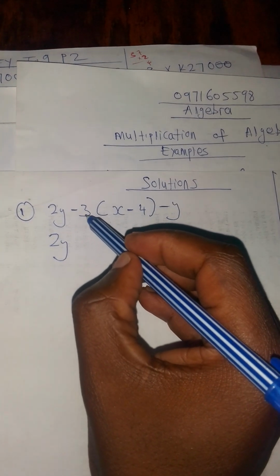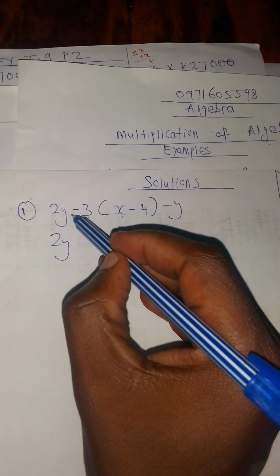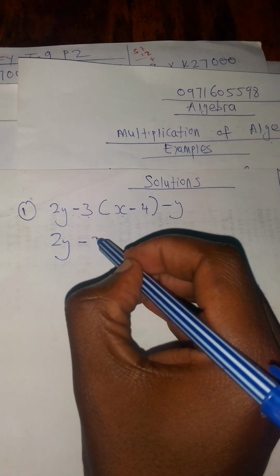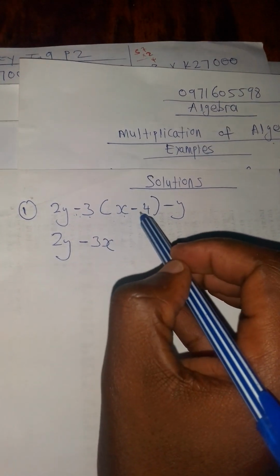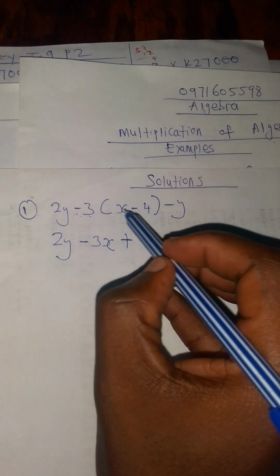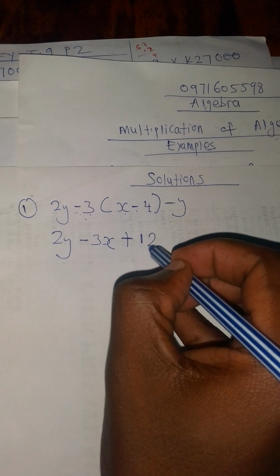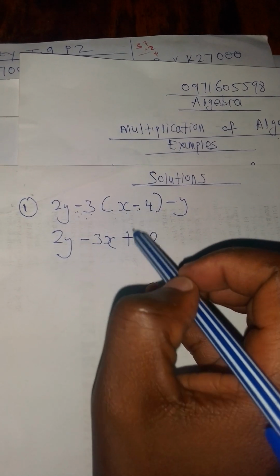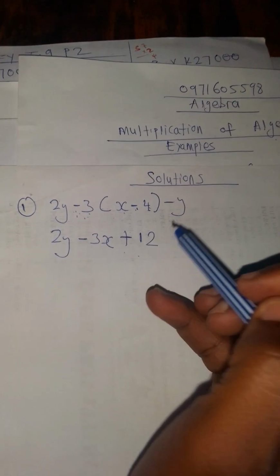After that, we are going to say negative 3 times x. So negative 3 times x becomes negative 3x. Then this negative times that negative, it is what? Positive. Then 3 times 4, that's 12. So again, negative times negative, positive. 3 times 4, 12.